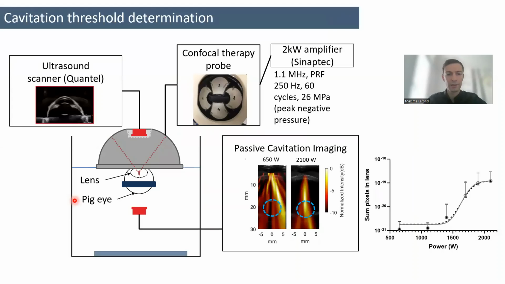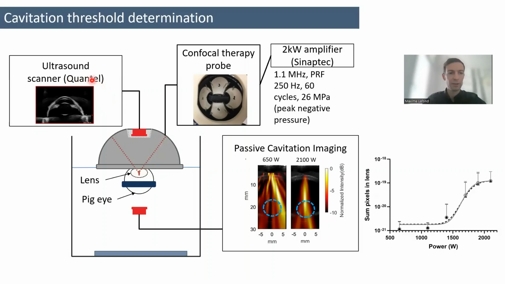So here is our experimental setup. You can see our ultrasound treatment device is composed of 4 confocal transducers with an imaging array in the middle. And here we can place a pig eye and place the focus of those 4 transducers in the crystalline lens.